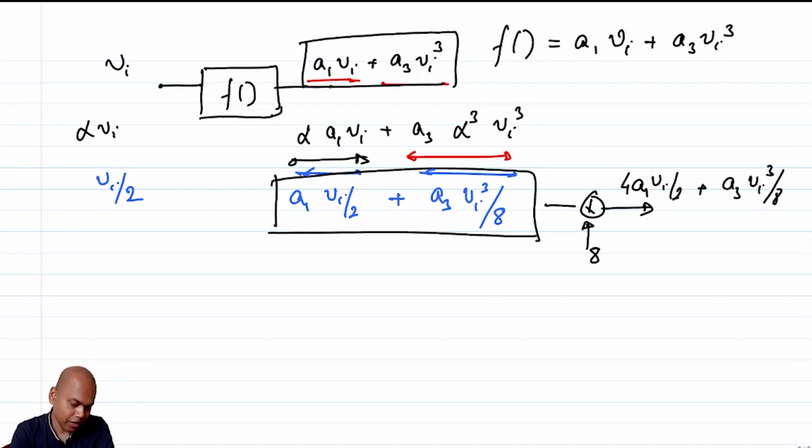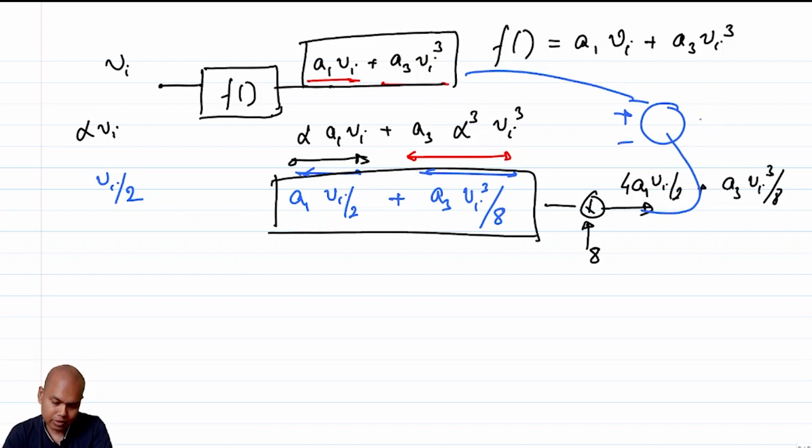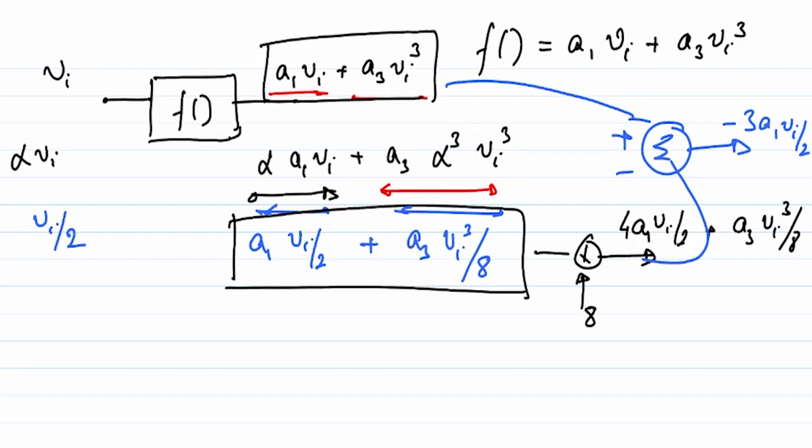Now if I take this term and this term and subtract, what do I get at the output? I essentially get minus 3 A1 VI by 2. There is no distortion term present, right? So you might say that this is probably an algebraic trick, but ultimately how do I go about doing this? Let me show you a quick example.